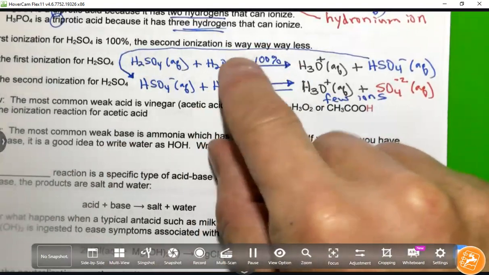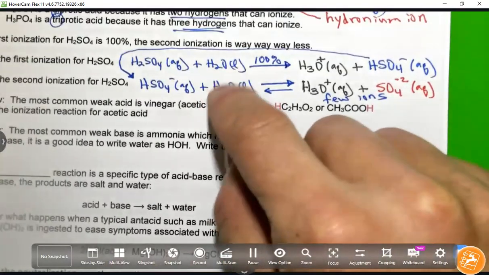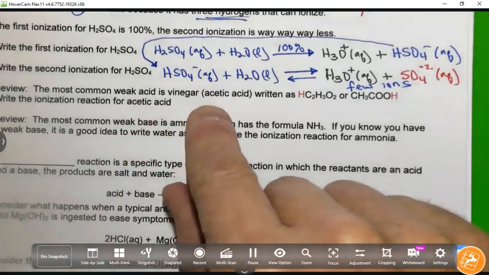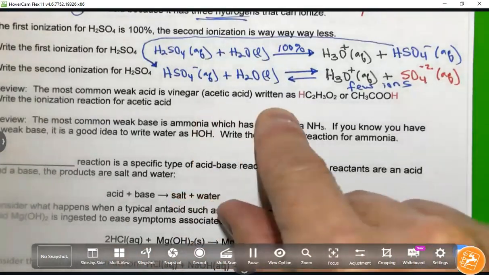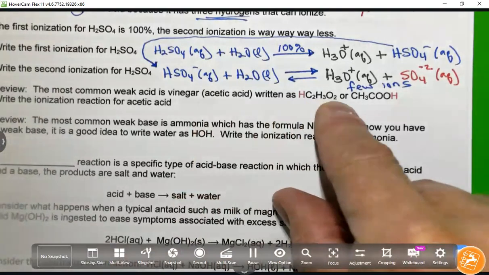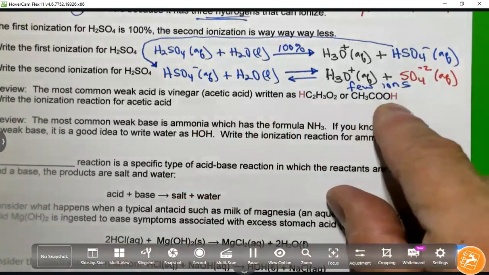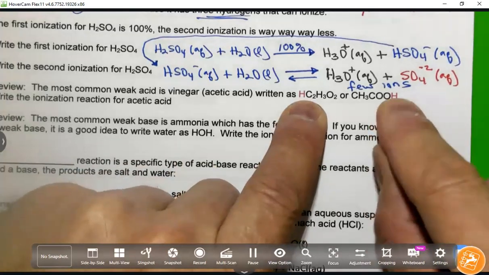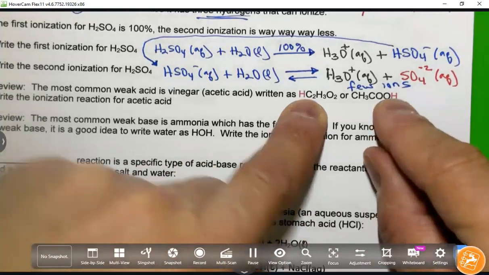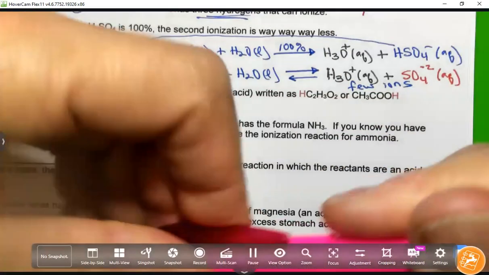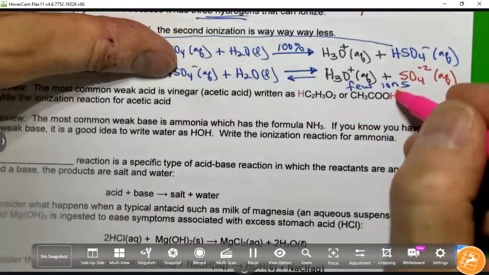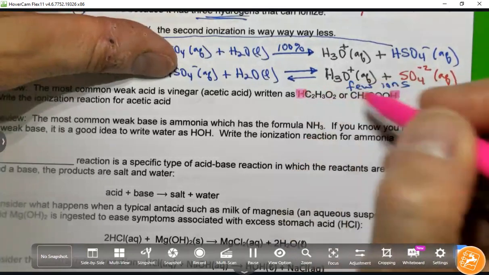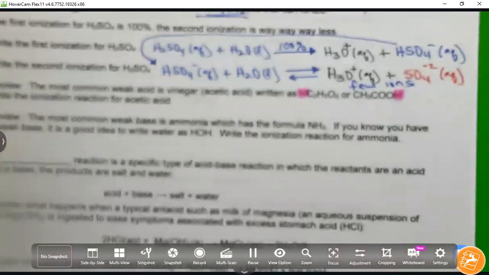So this is called ionization if you see plus H2O on the reactant side. Review. The most common weak acid is vinegar, acetic acid, written as HC2H3O2 or CH3COOH. This is the hydrogen that we say is the acid. This is the hydrogen.